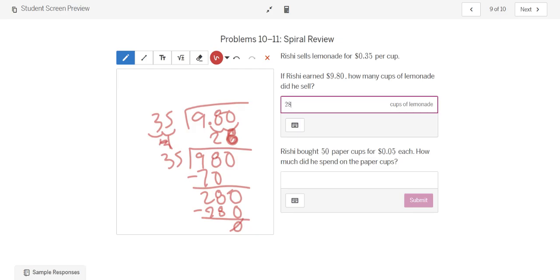She bought 50 paper cups at 5 cents each. How much did she spend on 50 paper cups? $2.50.